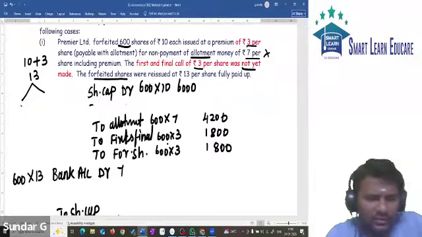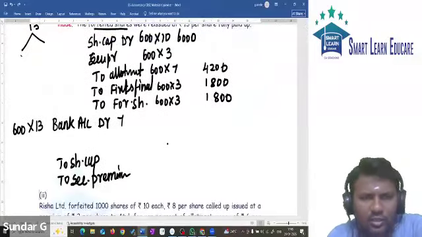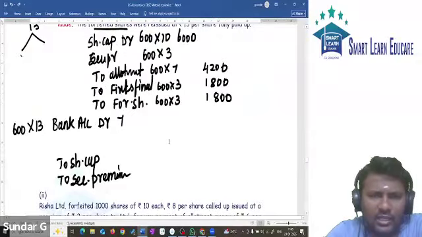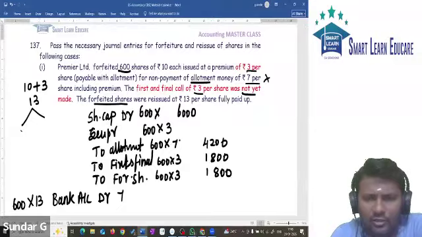So share in this, no change. Securities premium no change. Share capital should be debited with called up value.